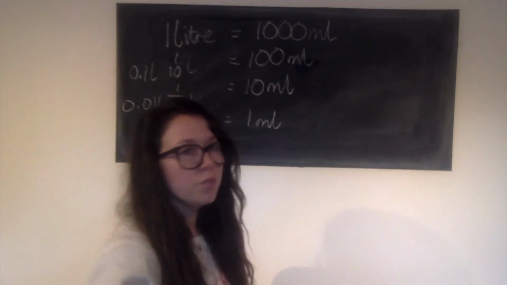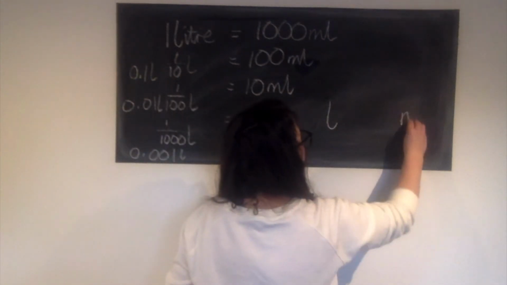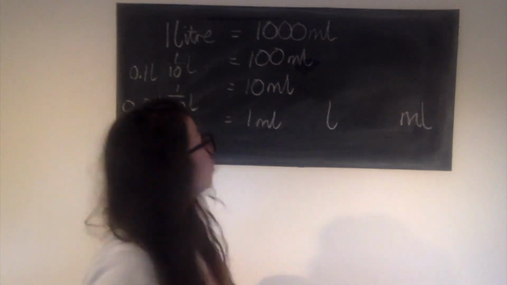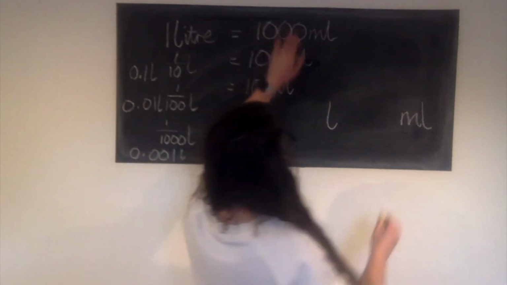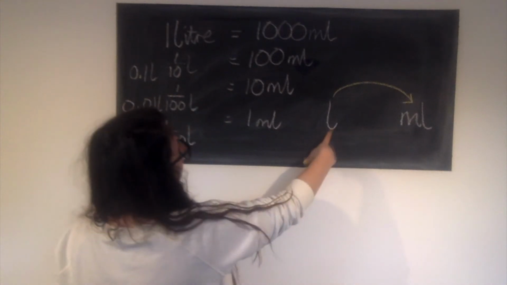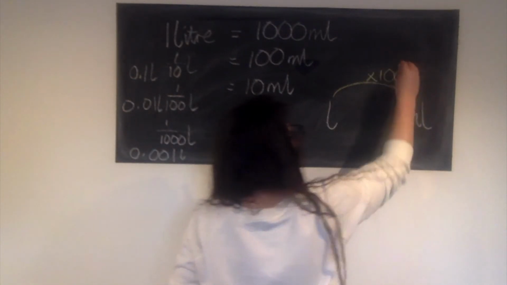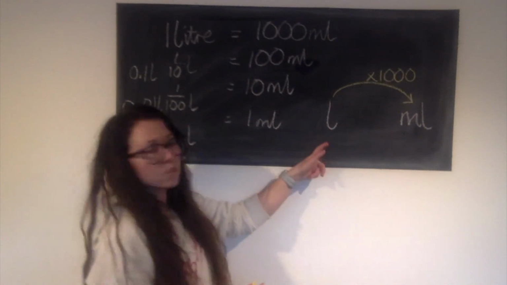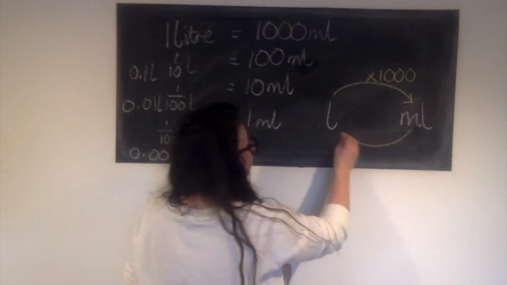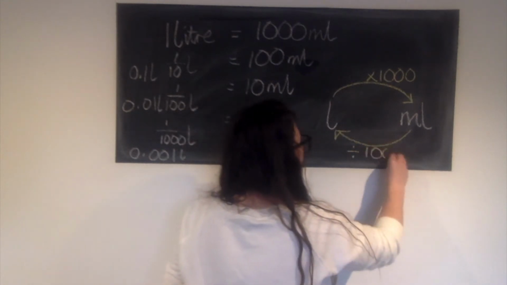So let's imagine we are going from litres to millilitres. What do we need to do? So from litres to millilitres, there are 1,000 millilitres in a litre, so we must multiply by 1,000. And then from millilitres to litres, we must do the inverse, we must divide by 1,000.